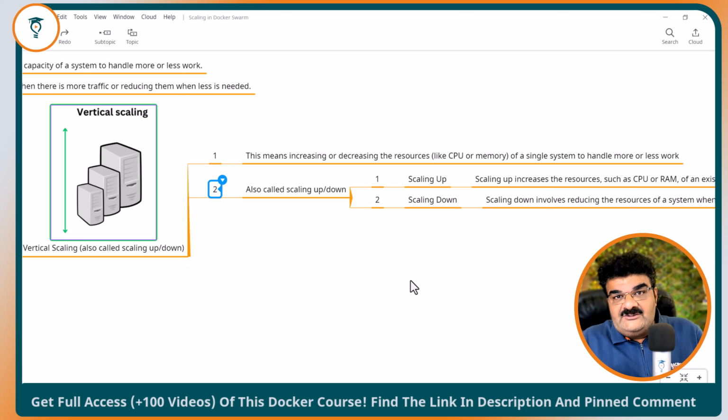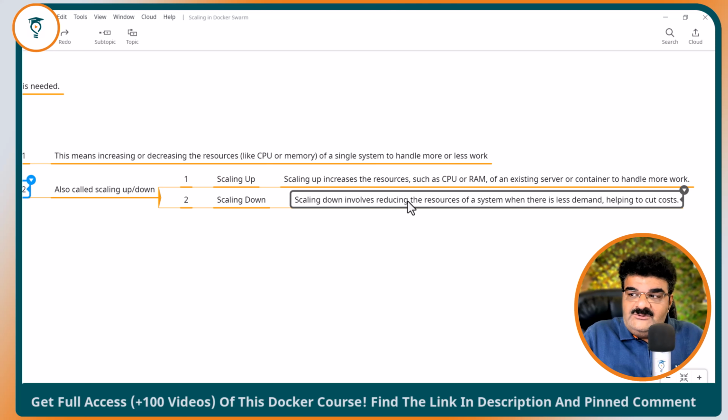Same way, if it is not required, right now I have only 100 users and my container's capacity is to handle 400 users, of course, it will be underutilized. In this case, I am going to decrease this capacity. We call it scale down. Scale down involves reducing the resources of a system when there is less demand, helping to cut the cost, because as we are using cloud infrastructure, we have pay-as-you-go pricing. So if we don't have a requirement for the resources, it is always a good idea to scale down in order to save money. Now vertical scaling is a good idea, but it has some limits.